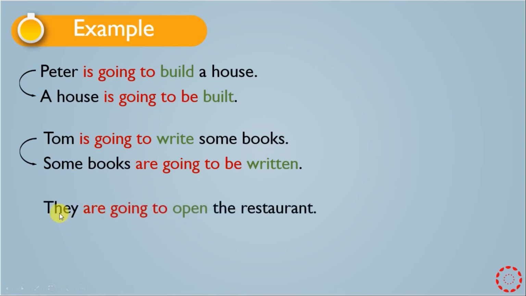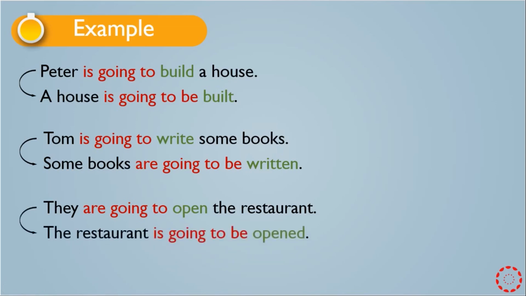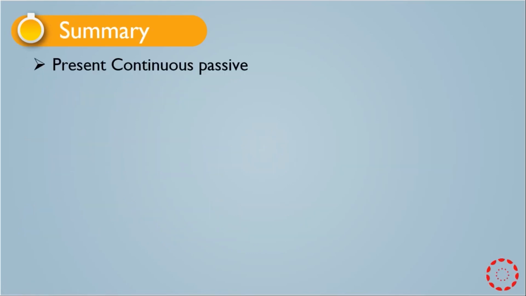They are going to open the restaurant. Here we have subject, verb to be, and then we have going to. After going to, we have the base, which is open. The restaurant here is an object. We say the restaurant is because it's singular. We add is here, and then we have going to be. After be, we have pp, which is opened. This is a regular verb. Just take ed.